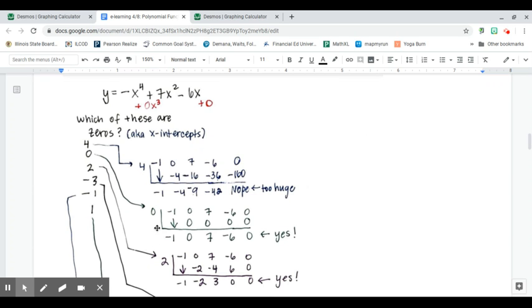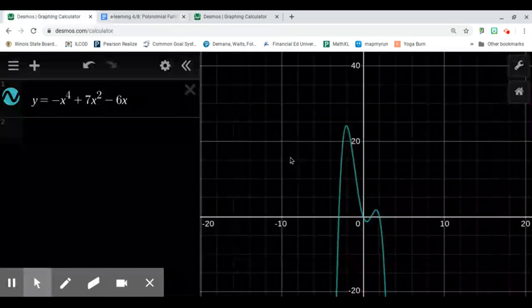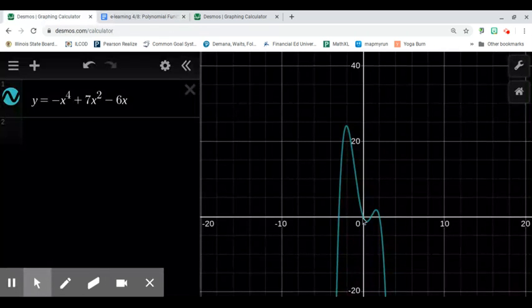Only if you have a remainder of 0 have you truly found an x-intercept. So let's try 0. Put your 0 here, line up your numbers. I wanted to mention that I had to add some placeholders. I didn't have an x to the third term, and I didn't have a constant term, so I needed to add zeros in their places. With synthetic division, the algorithm is: you drop, you multiply, and then you add. 0 times 0, multiply, add. Multiply, add. Multiply, add. Sure enough, I came up with a 0. Therefore, I know that x equals 0 is an x-intercept. Yep, I crossed through the x-axis at 0.